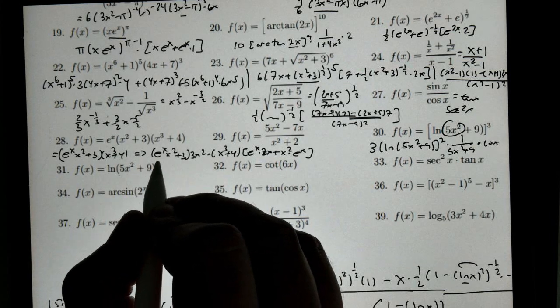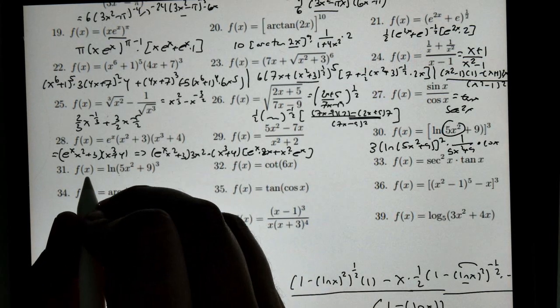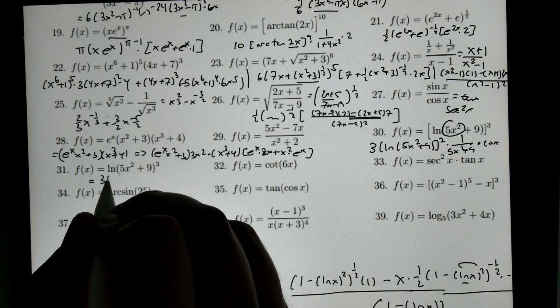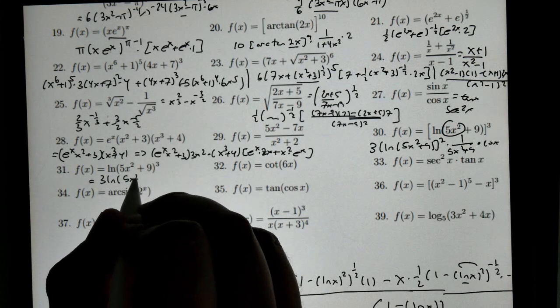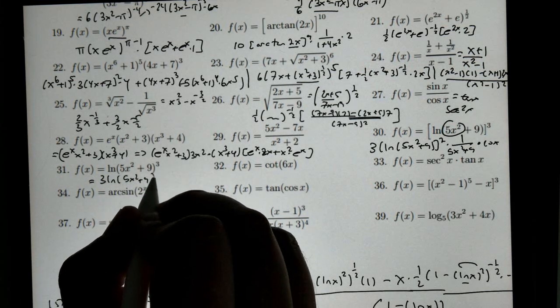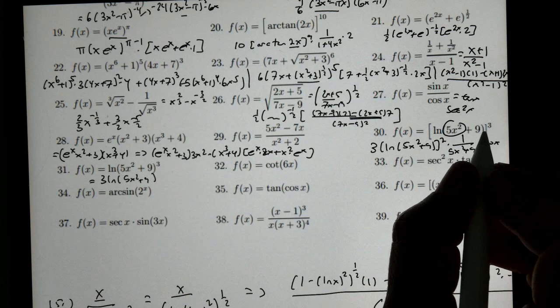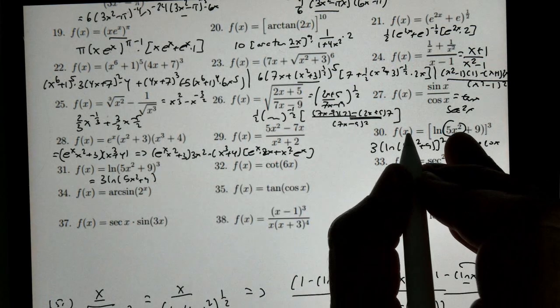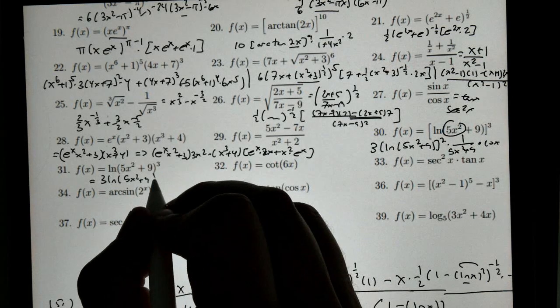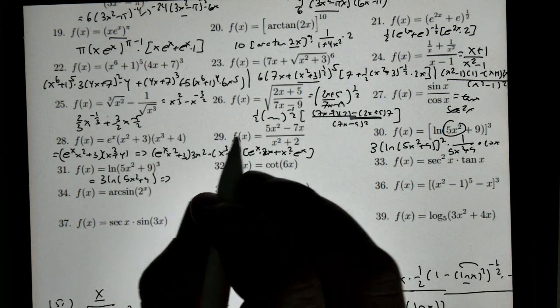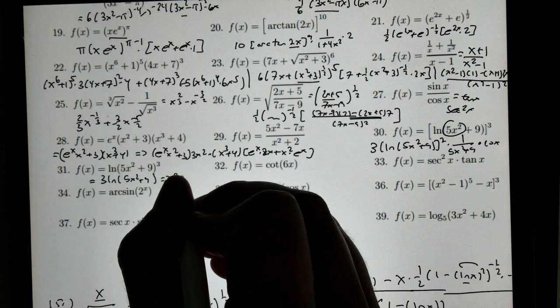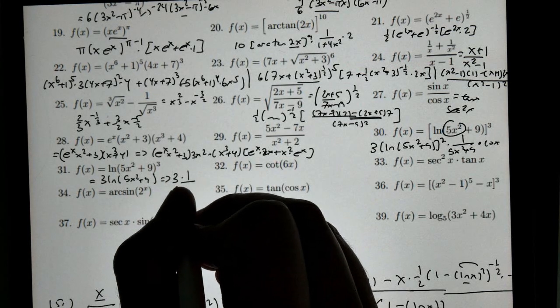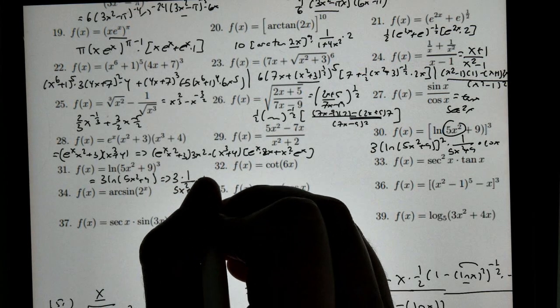Same thing over here. Now this one I can actually use my log property and bring down the 3. I can write this as 3 natural log 5x squared plus 9. Now I can't do the log property here because 3 is on the outside, but here my inside's cubed. No property here, property here. So therefore the derivative would be 3 times 1 over 5x squared plus 9 times 10x.